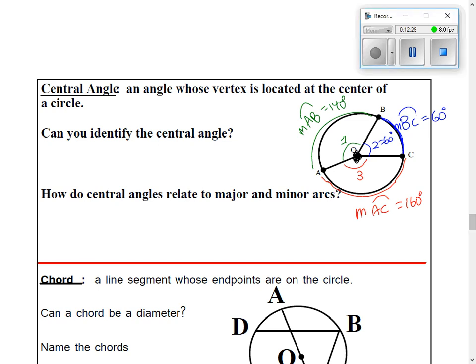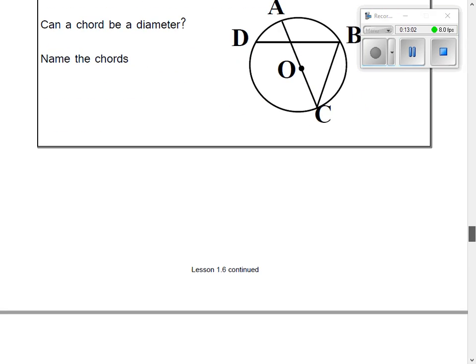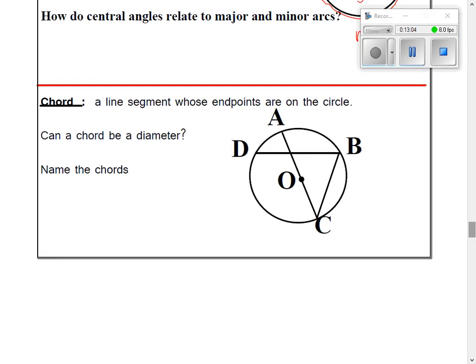If an arc is a major arc, what's true about its central angle? It'd be greater than what measure? Not 90. Because I have three minor arcs up here, right? What's true about all those measures? They're all less than 180. So if I put up a major arc, its central angle would be greater than 180. So that makes sense, right?